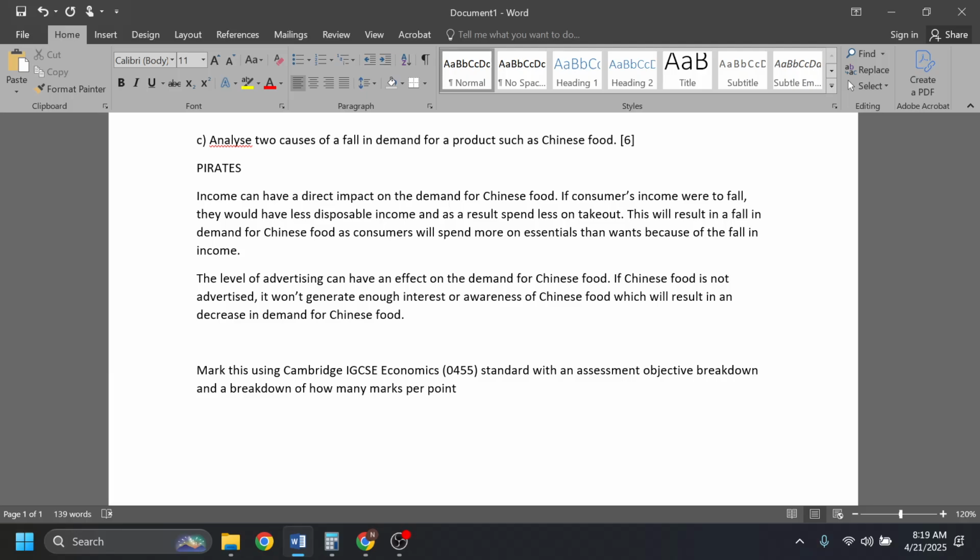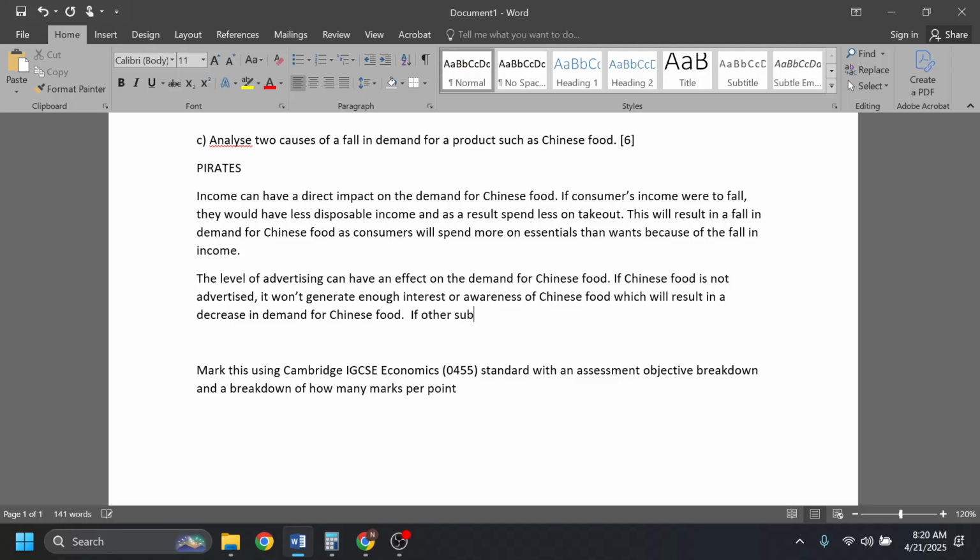All right, so let's read that again. Apologies for the error. The level of advertising can have an effect on the demand for Chinese food. If Chinese food is not advertised, it won't generate enough interest or awareness of Chinese food, which will result in a decrease in demand for Chinese food.